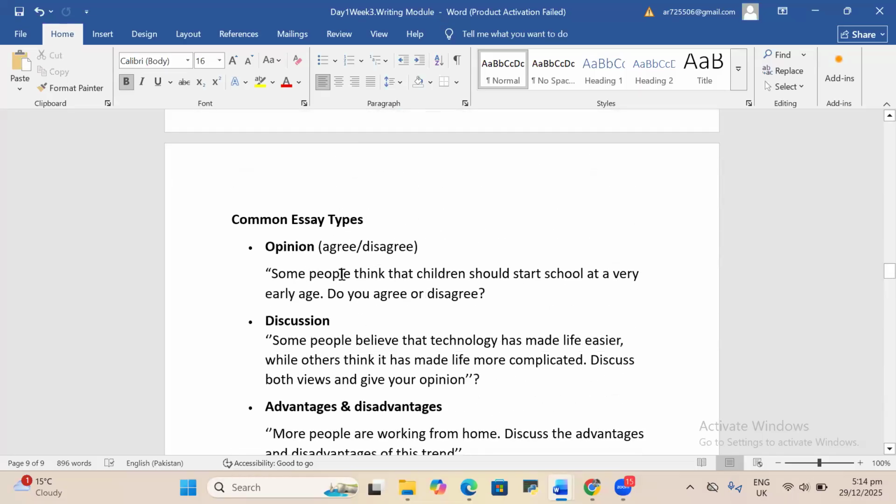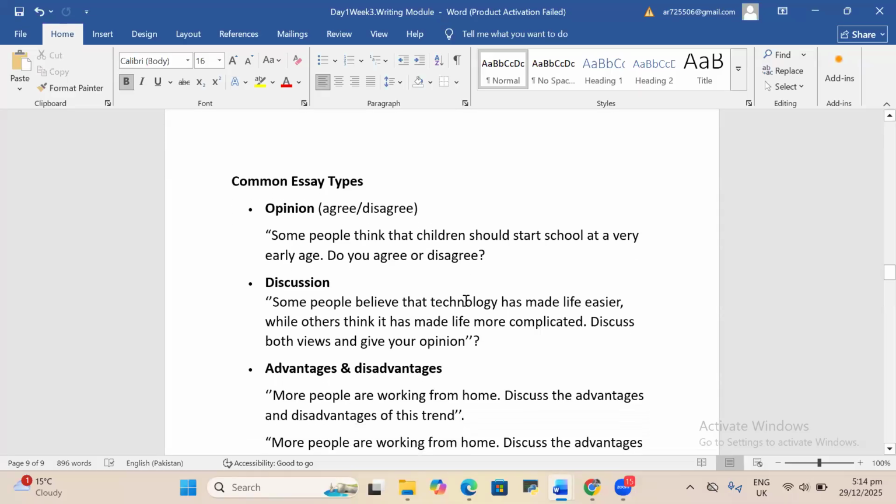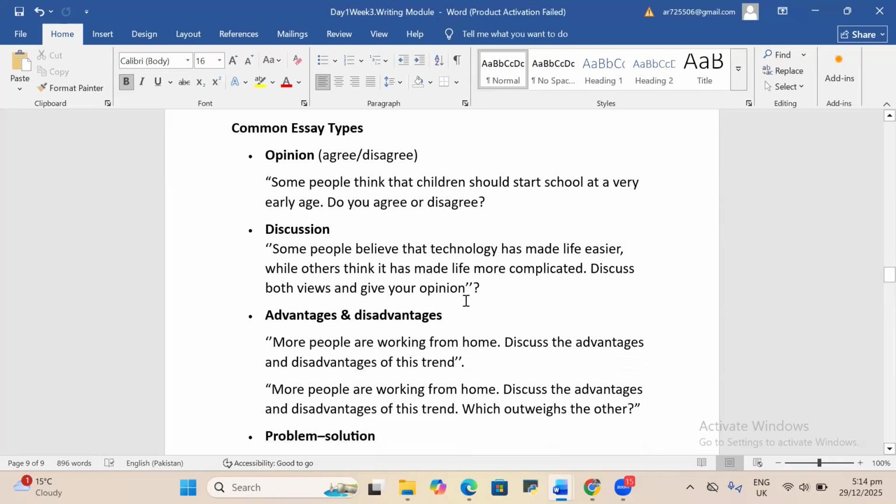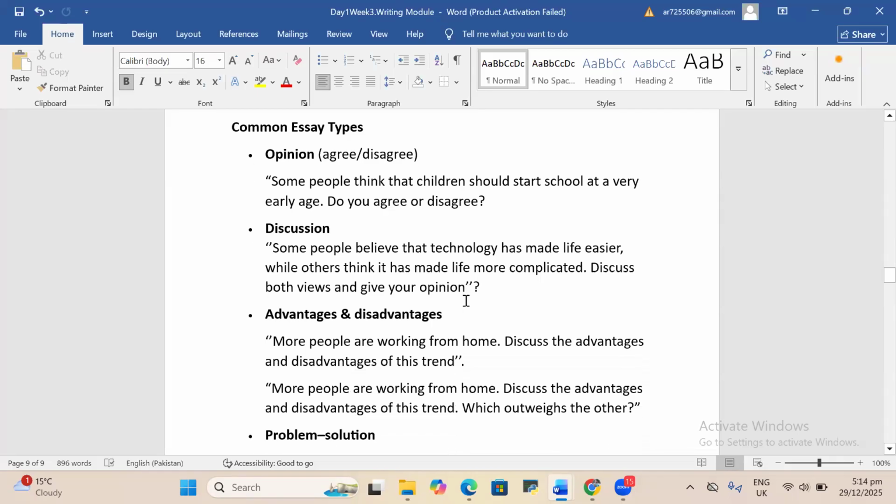In the opinion essay, how can the question come and how can you tackle it? For example, this is the statement: some people think that children should start school at a very early age. Then they ask, do you agree or disagree? So if they ask you whether you agree or disagree, you should know that this is an opinion essay, and what you need to do we will also discuss further. So just here you know the type of question you can see.